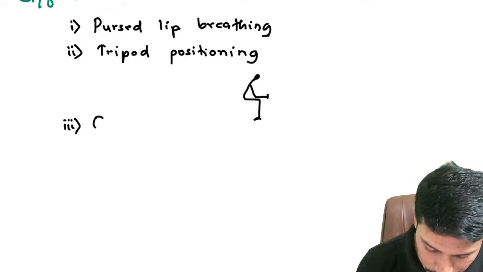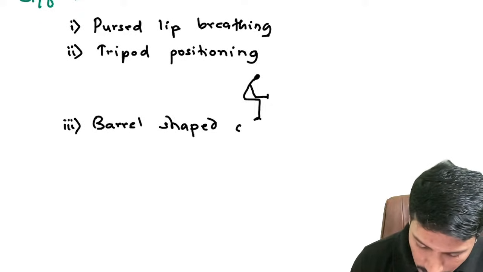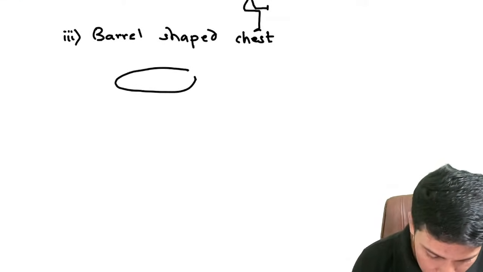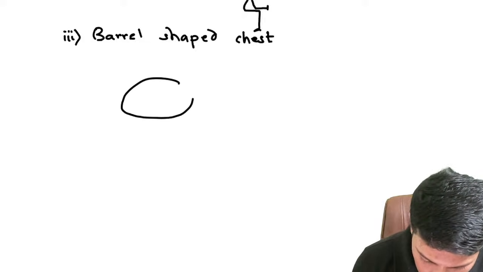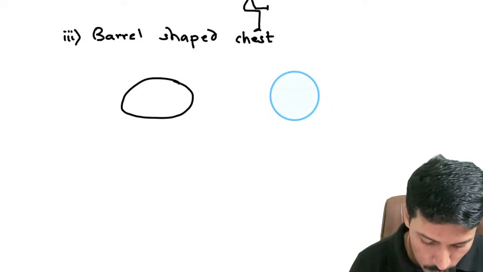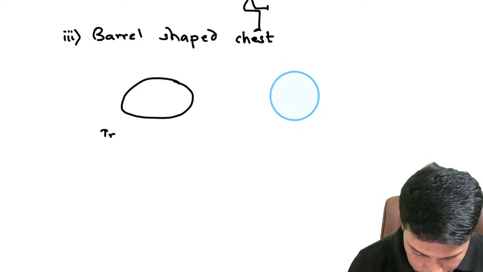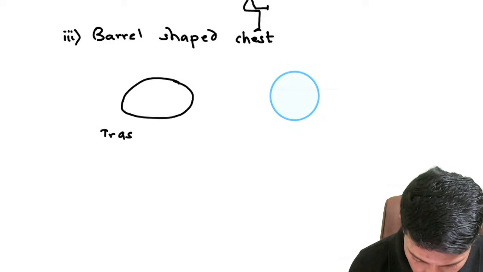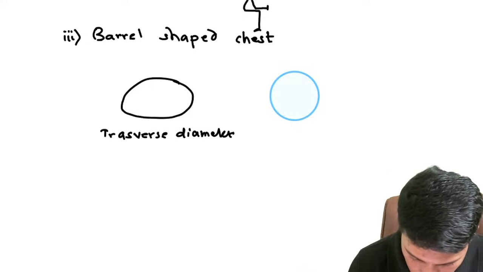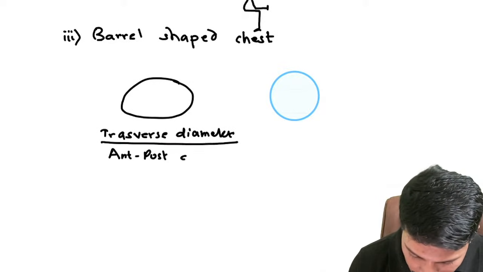Yes, we will call it barrel-shaped chest. If you want, you can put a picture also. When we look at the normal chest, it has relatively more width, and the barrel-shaped chest is perfectly circular. So normal, the transverse diameter by anterior-posterior diameter ratio.